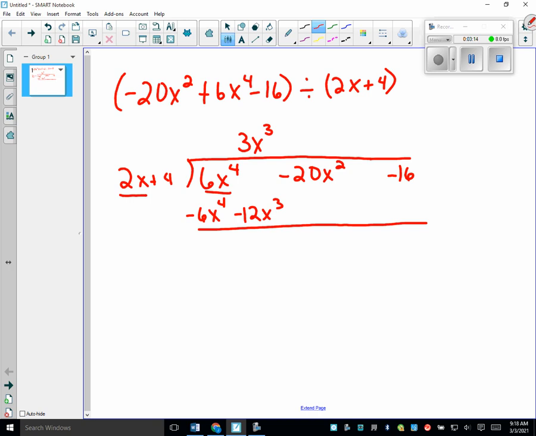What happens to my 6x to the 4th? It's gone. That has to happen with that first term every time. So then I have negative 12x cubed minus 20x squared minus 16. Right? Isn't that what you do in long division? Yeah. Now, the same thing. What do I multiply 2x by to get to negative 12x cubed? Negative 6x squared.